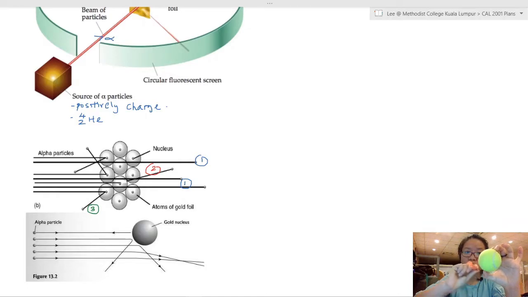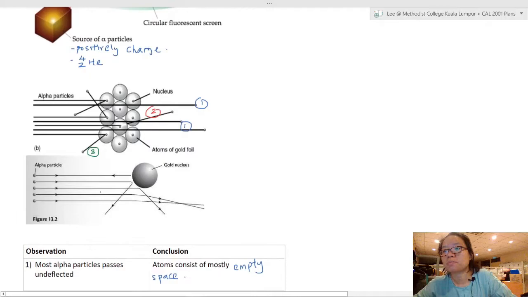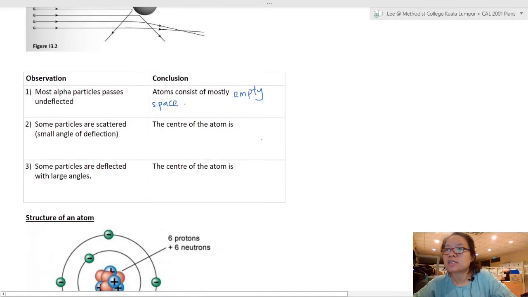So instead of traveling straight like this, it will be deflected this way. So this is a small angle. It's like a glance at the side. It might not even touch, just close enough, it will repel and get deflected. That will be the second one. So this actually tells you that our nucleus is positively charged.